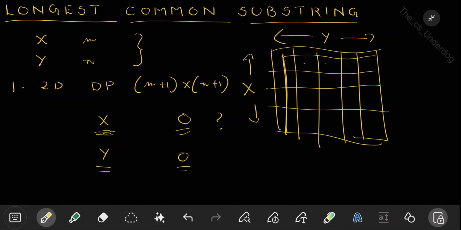Let us understand what each entry in the table is and what it signifies. If you have this table DP, which is M plus 1 cross N plus 1, what does any particular entry dp of i j signify?